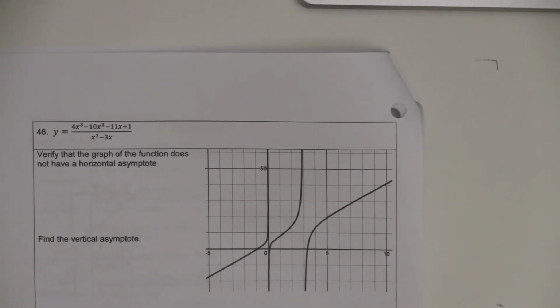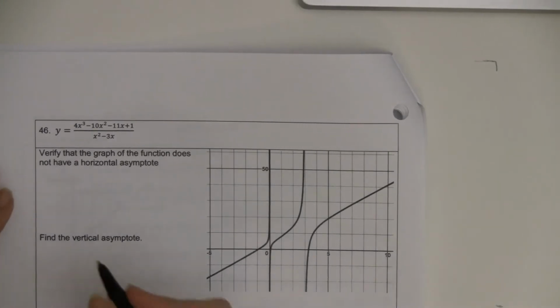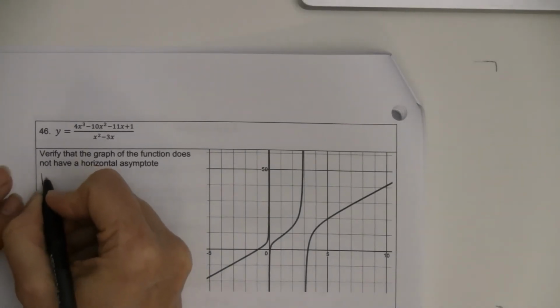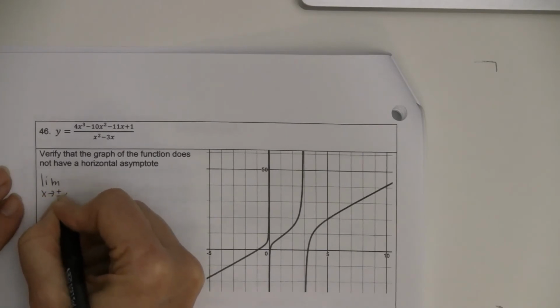So that's the first thing that we're wanting to look at, is does it have a horizontal asymptote? And the answer is they're saying it doesn't, and they want us to verify it. So if we looked at the limit of our function as x goes to plus or minus infinity.